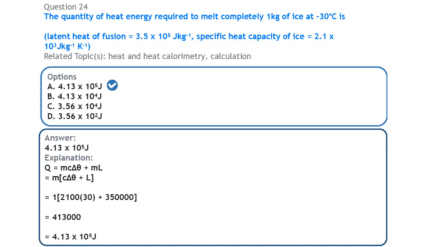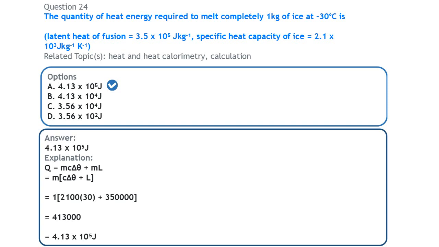So you are going to have M is common to both of them here, so you have M in bracket C delta theta plus L, and the mass of the ice is given here as 1 kilogram, so you have 1 in bracket. Specific heat capacity of the ice is 2.1 times 10 raised to the power 3. Now 10 raised to the power 3 means 10 times 10 times 10, that is 1000. So this will be 2.1 times 1000, and that will be 2100. So we multiply that by the change in the temperature, okay, which here is 30. Alright, 30 plus the latent heat of fusion of the ice. 10 raised to the power 5 means 10 times 10 times 10 times 10 times 10, and that is 100,000. 3.5 times 100,000, that will be 350,000.